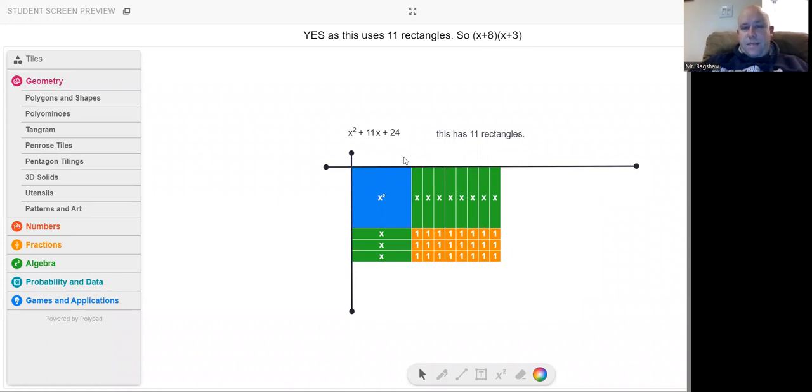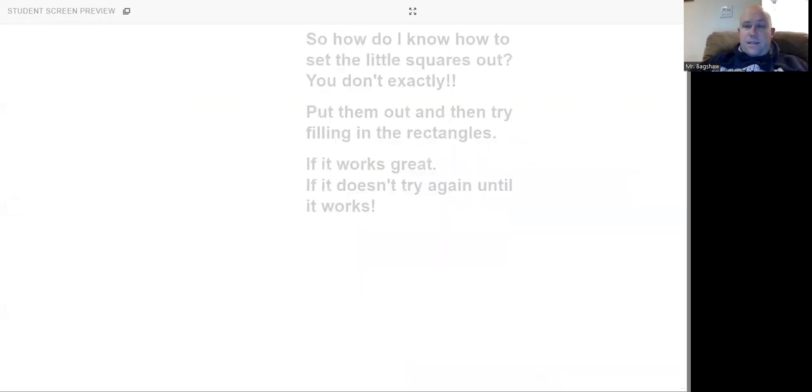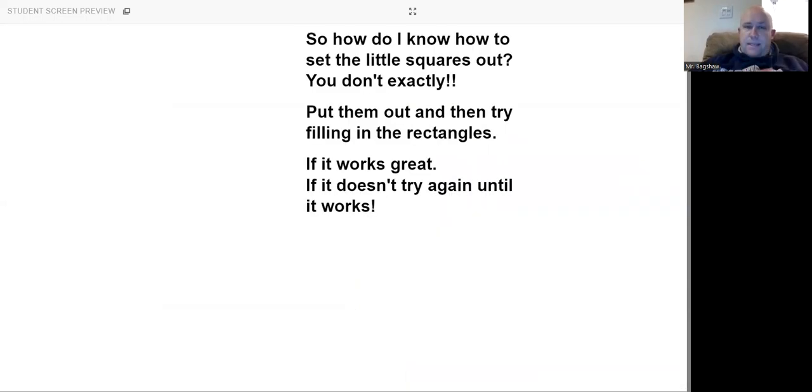If I was to draw my rectangles on little squares, I'm hoping you could see this would be x plus 8. And similarly down the side, I'm hoping you can see that this would be x plus 3. So we didn't actually need to do 4 by 6 because we know that's not the correct answer.